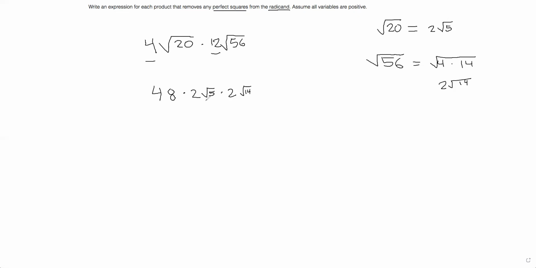So let's combine things together and then resimplify. So if we multiply 48 times 2 times 2, we get 192. If we multiply square root of 5 times square root of 14, well, 14 times 5 is 70. So we put 70 under its very own radical. And then we want to ask ourselves if 70 has any perfect square factors. Give me a quick second. So 70 does not have any perfect square factors. So this right here would be our fully simplified answer.